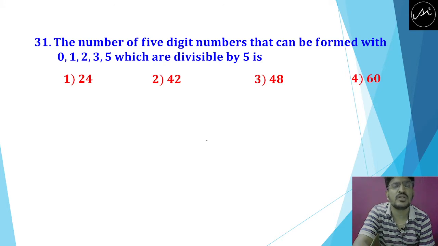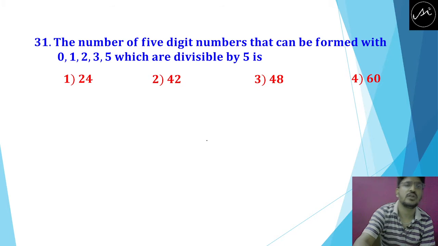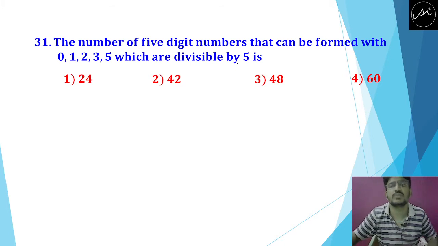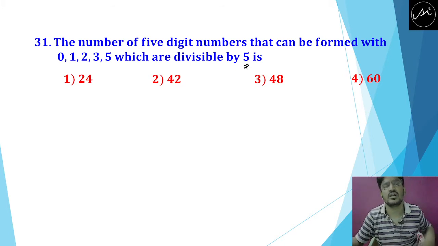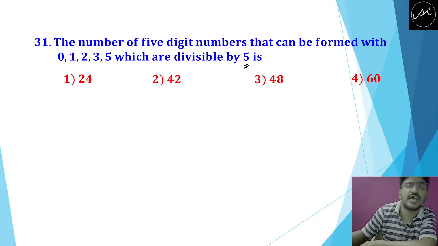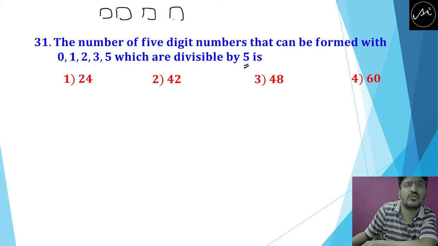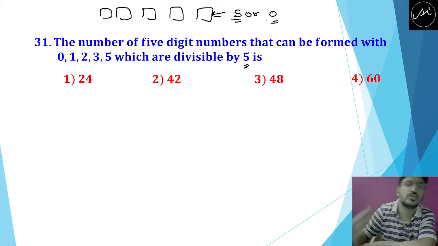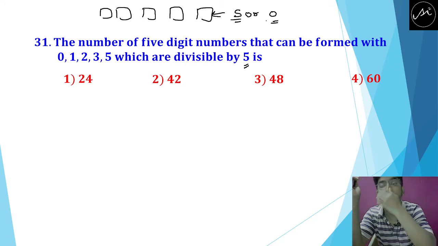Now we can go for the number of 5-digit numbers that can be formed with 0, 1, 2, 3, 5, which are divisible by 5. It has to be divisible by 5, which means the units place of the 5-digit number, positions 1, 2, 3, 4, 5, has two choices, that is 5 or 0.